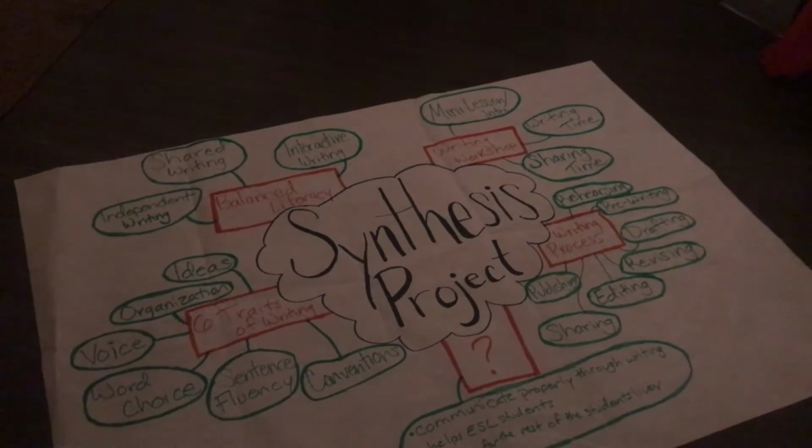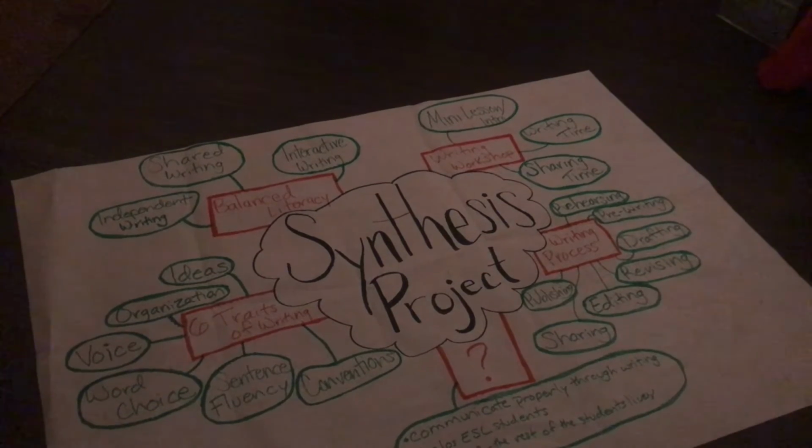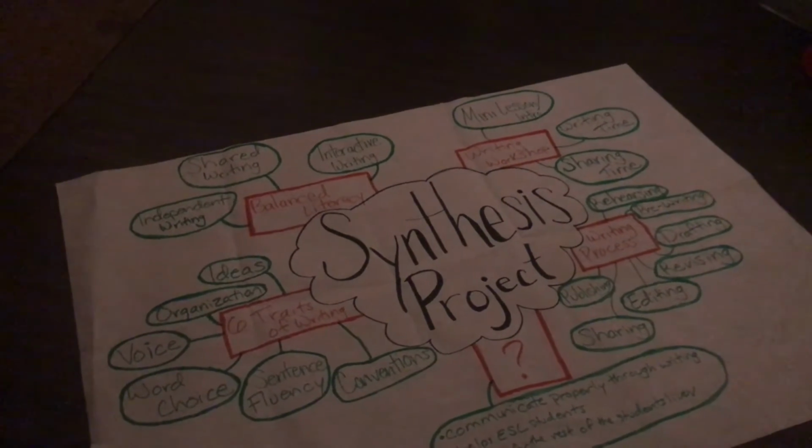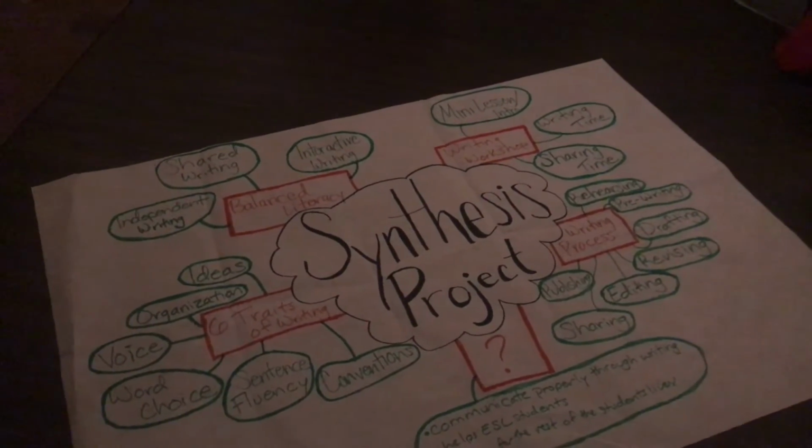The next type of writing is shared writing. This is done with usually much younger students who cannot write yet. They can just draw, and the teacher can either write the words or the sentences to make the story.